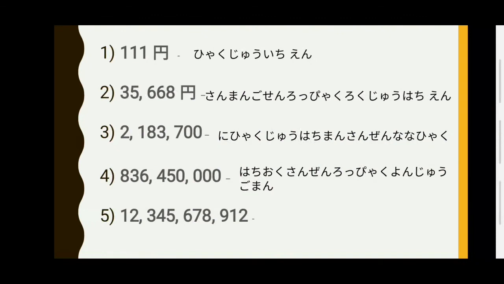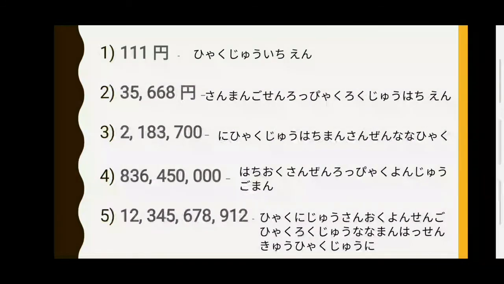Goban, we have 12,345,678,912. So, medyo madami-dami to. So, it is hyaku nijusanoku yonsen gohyaku rokujunanaman hassen kyuhyaku juni.